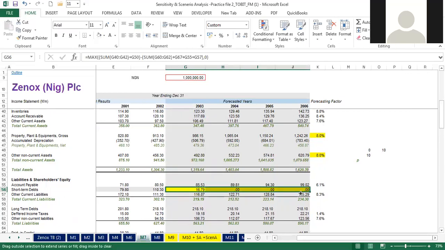Mr. Lukman, please, can you mute your mic? Mr. Lukman, please mute your mic. Sorry.